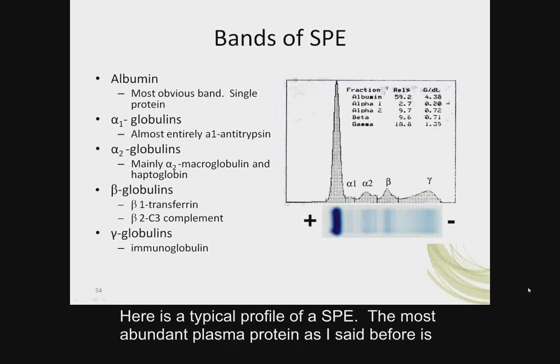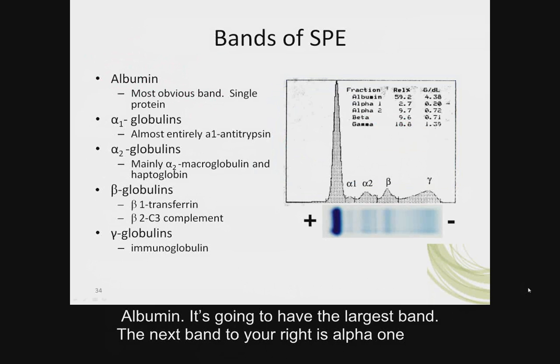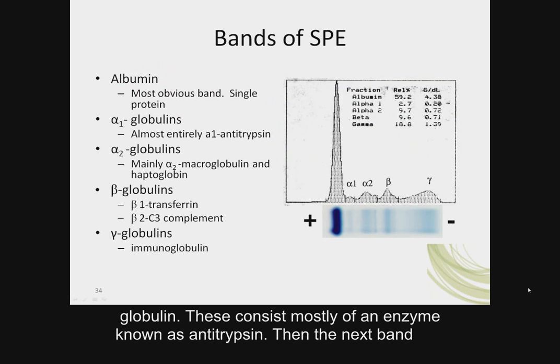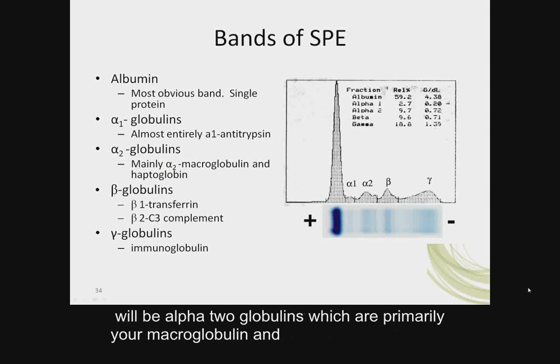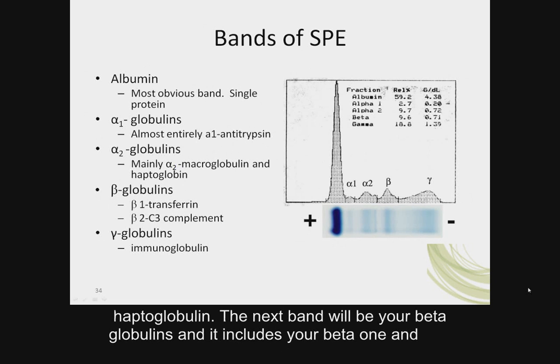Here is a typical profile of an SPE, or serum protein electrophoresis. The most abundant plasma protein, as I said before, is albumin. It's going to have the largest band. The next band to your right is alpha-1 globulin. This consists mostly of an enzyme known as antitrypsin. Then the next band will be alpha-2 globulin, which are primarily your macroglobulin and haptoglobulin. The next band will be your beta globulins, and it includes your beta 1 and beta 2 globulins.